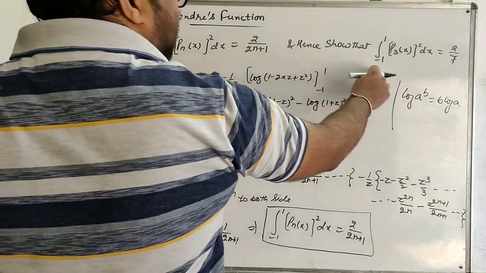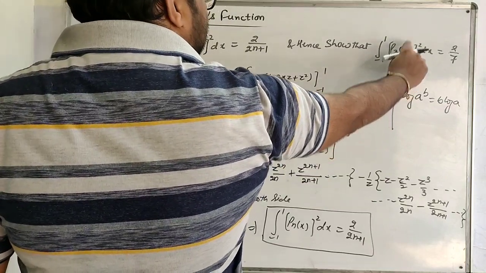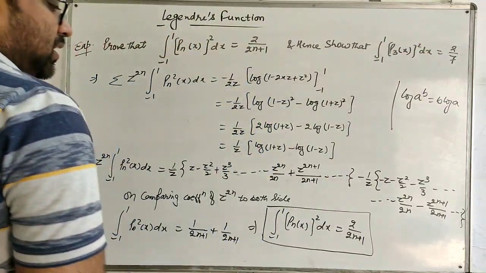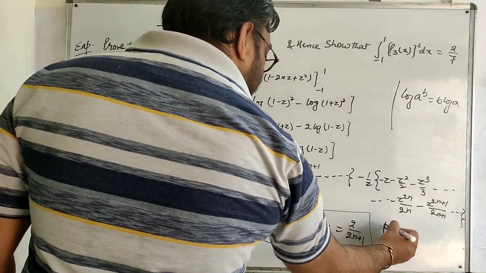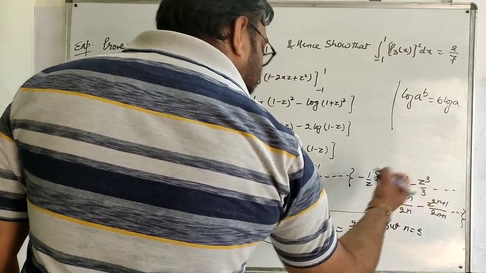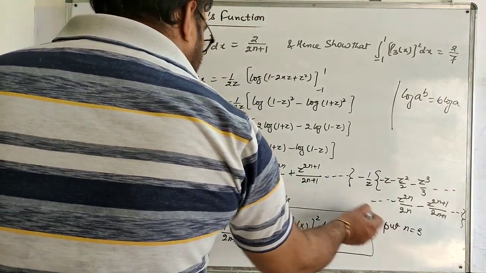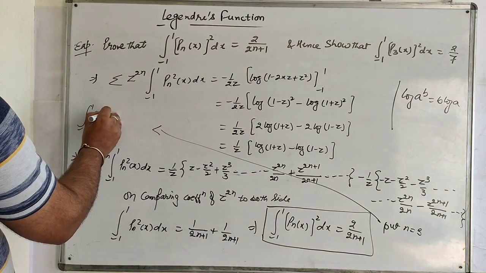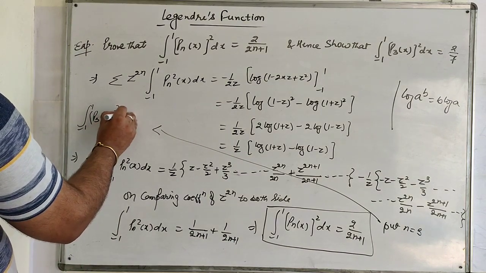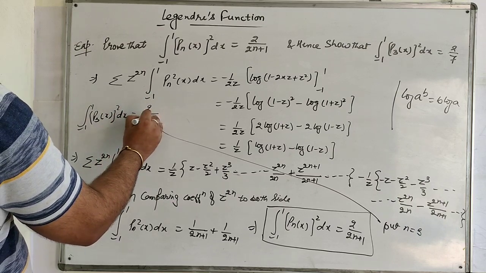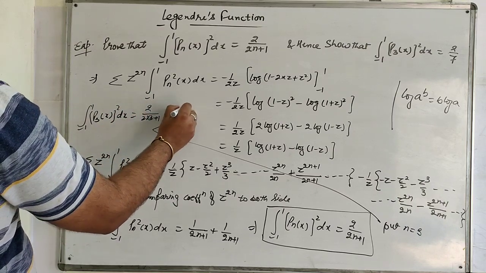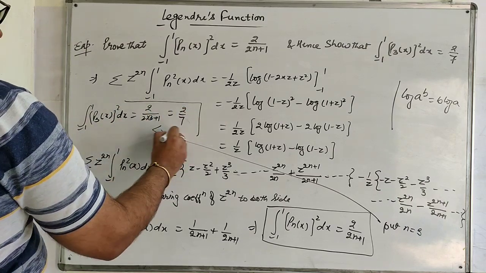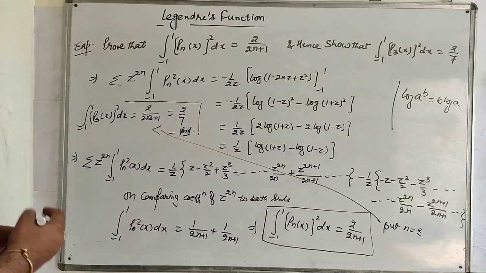Now we have to show that integral from minus 1 to 1 of P3(x) whole square dx is equal to 2 by 7. So if we put n is equal to 3, then what do we get? Integral from minus 1 to 1 of P3(x) whole square dx is equal to 2 upon 2 into 3 plus 1, which is equal to 2 by 7. So this is the required solution.